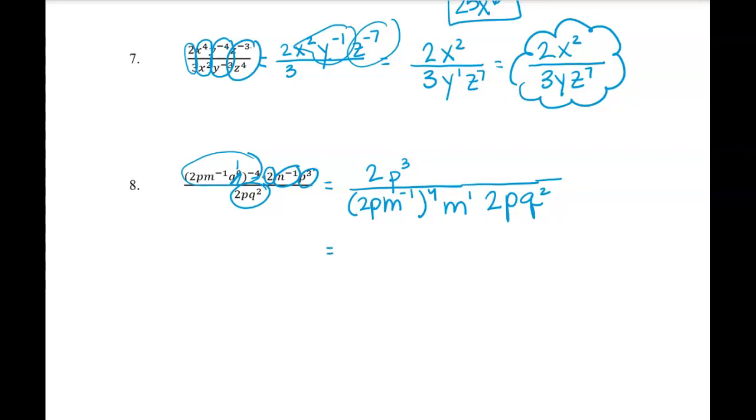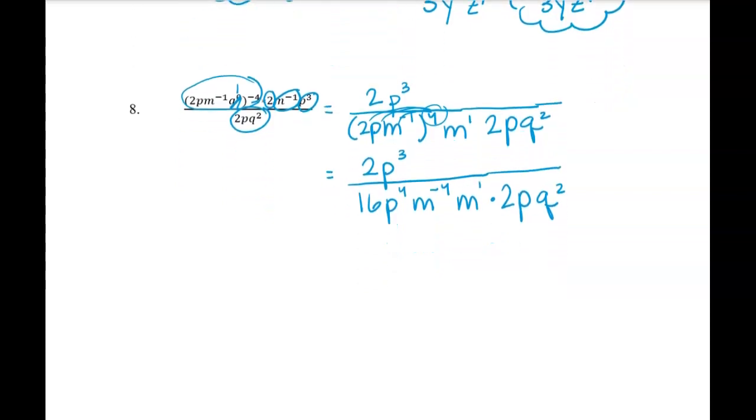So then 2p cubed is on the top. I'm going to distribute this 4th power. So I have 2 to the 4th, which is 16, p to the 4th, m to the -1 times 4, which is m to the -4th. And now I have my m to the 1st and our 2 and p and q squared. Okay, again, the order doesn't matter. Let's see, I'm going to leave 2p cubed on the top.